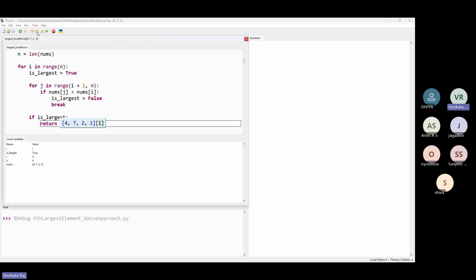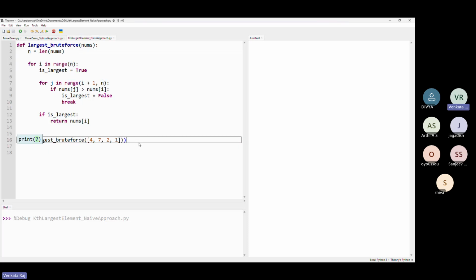So we are comparing it with the last element, 1, and we found that 7 is the largest when compared with all the remaining elements. Now I need not compare 2 with the remaining elements, or 1 with the remaining elements, because I know 7 is the largest. So I can exit the program. I need not go ahead with the pairs for 2 and 1. So I'm returning the value 7.